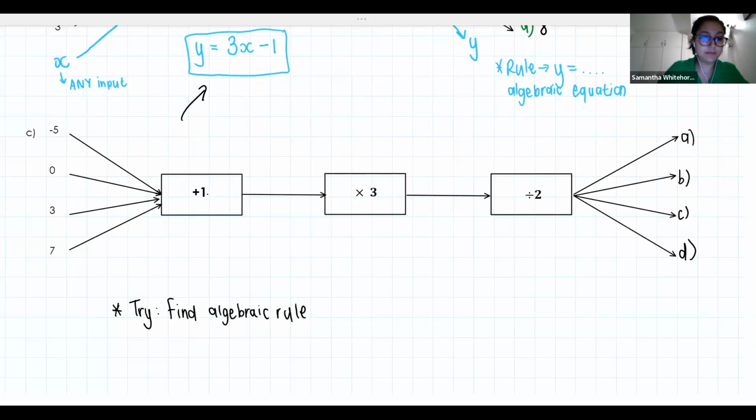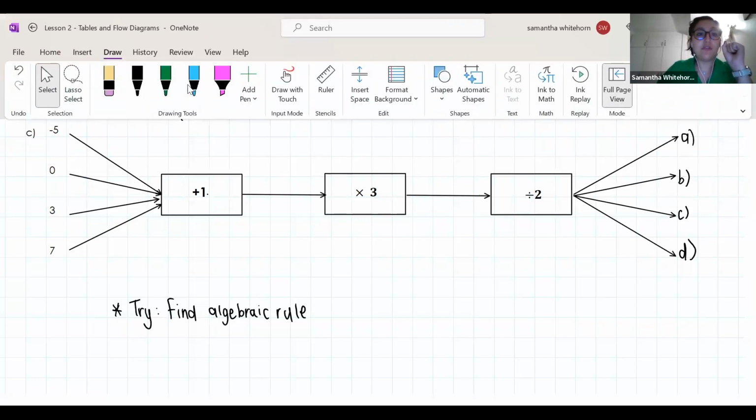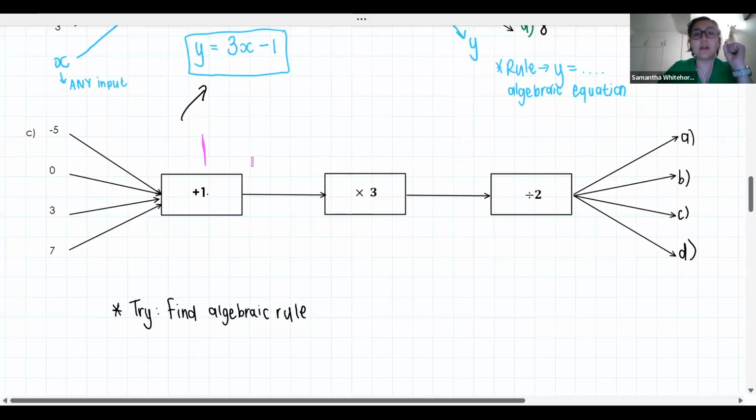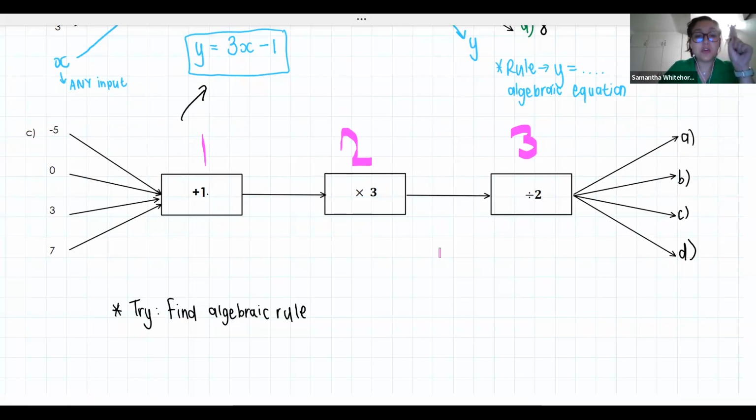Okay, question? I want to ask if you use BODMAS. Okay, so very important question. Guys, in this case, we don't use BODMAS. We just apply the rule in the order that we have been given it. So the first thing that we do is we add 1. The second thing we do is we times by 3. And the third thing that we do is we divide by 2. So in a flow diagram, we don't apply BODMAS. Good question. Well done.